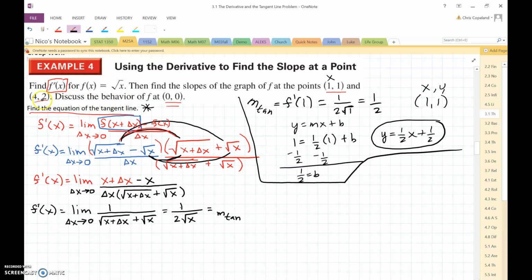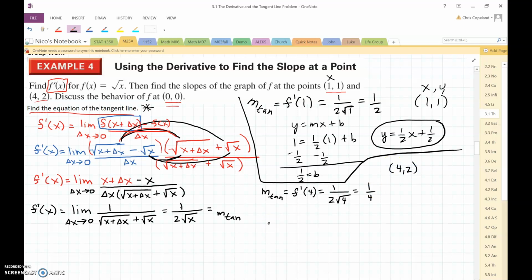Next, we want to do the same thing at the given point 4, 2. Again, the slope of the tangent line would be equal to f prime of 4, which is equal to 1 over 2 times the square root of 4, which would be equal to 1 over 4, because the square root of 4 is 2, and 2 times 2 is 4. And again, the given point here was 4, 2.